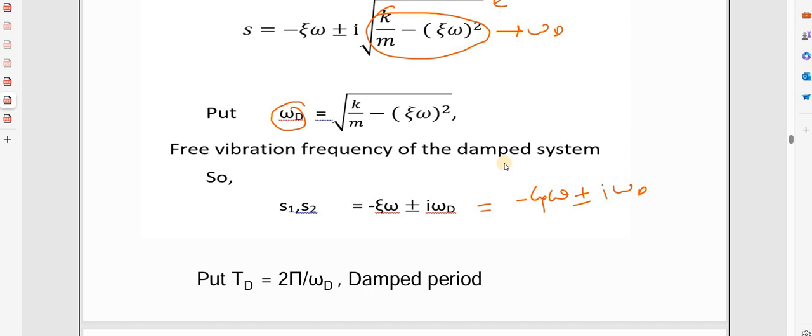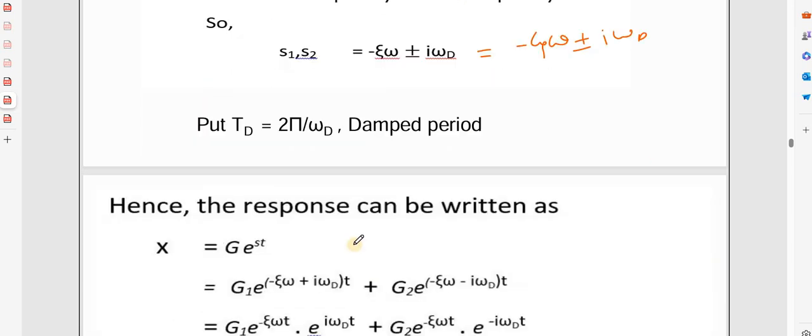That's the reason why you need to study so many things. Now, here you can see that omega d is the damped angular frequency. Therefore, the damping time period Td is equal to 2 pi by omega d. Yesterday we studied T is equal to 2 pi by omega. Instead of that, since it is d, the damped frequency, now it is the damping period.